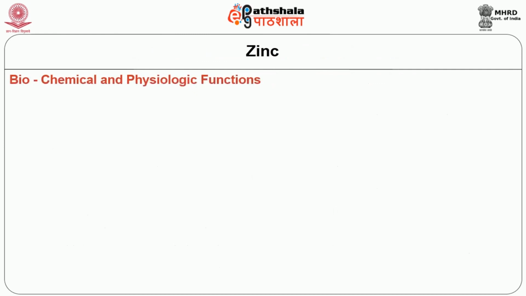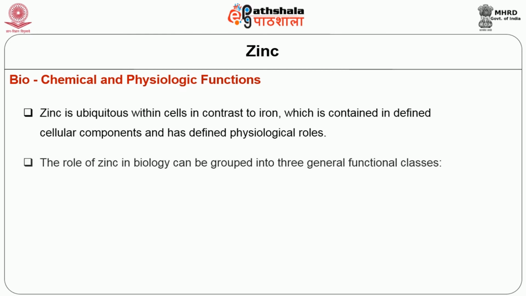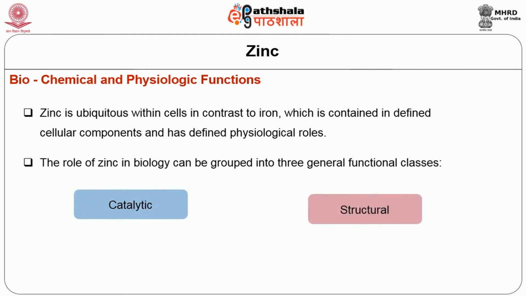The next important element which we are going to learn about is zinc. Biochemical and physiological functions of zinc. Zinc is ubiquitous within cells, in contrast to iron, which is contained in defined cellular components and has defined physiological roles. The role of zinc in biology can be grouped into three general functional classes, namely catalytic, structural, and regulatory functions.